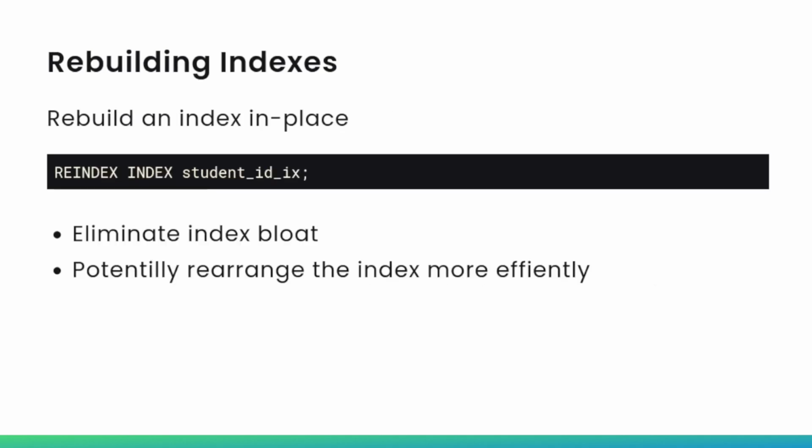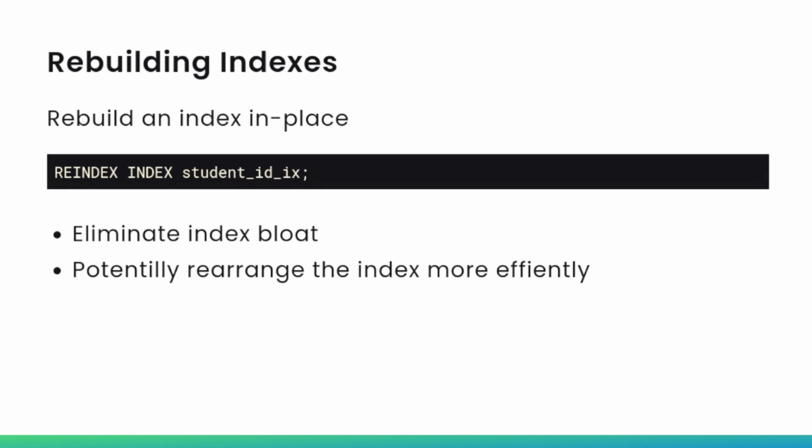Another way of reclaiming space from dead rows and completely eliminating index bloat is to REINDEX the index. This will basically rebuild the index in place. Okay, so if you were unable to do reindex, what you had to do is to drop and create. So reindex basically does that. It drops and recreates the index.